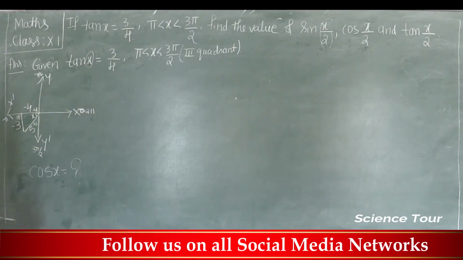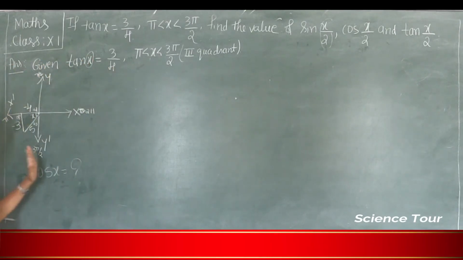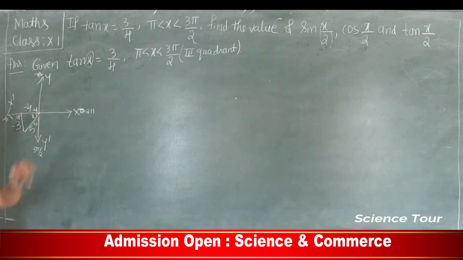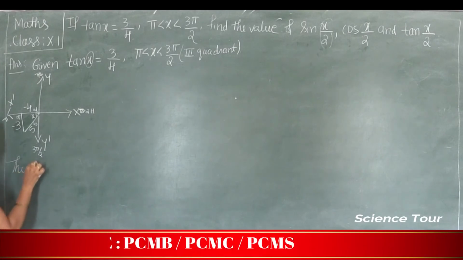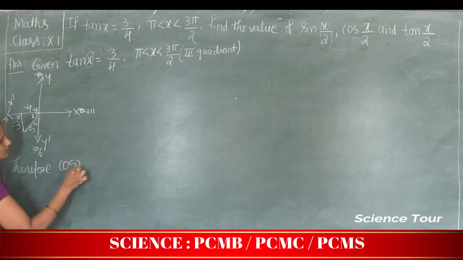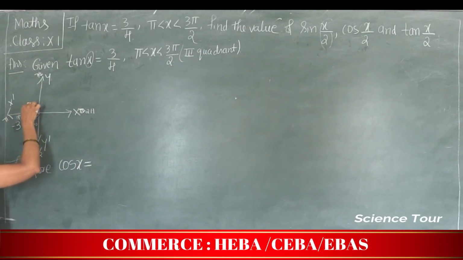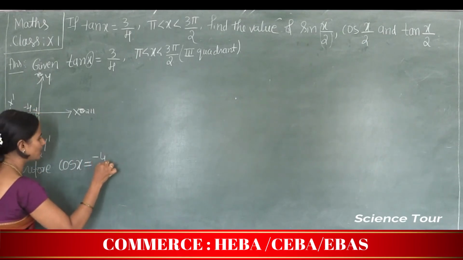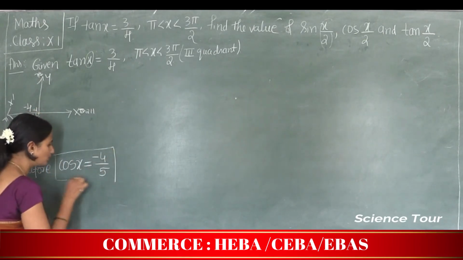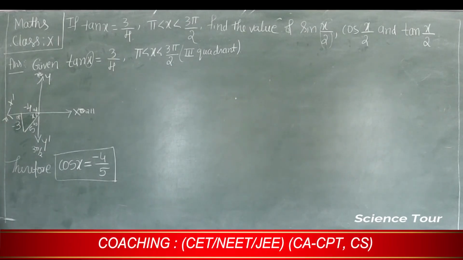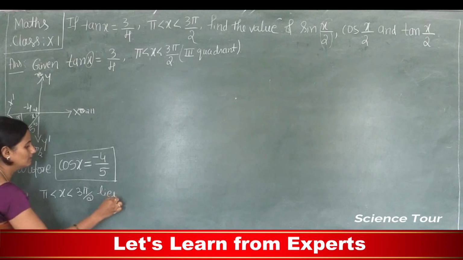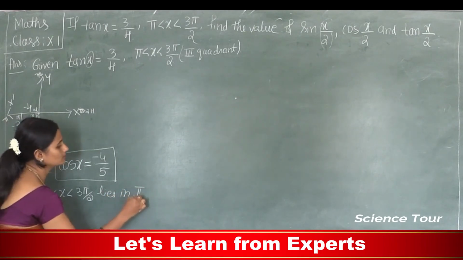Yes, it is given pi and this one, and this is the figure. Now next we'll write cos x, because that I need. Therefore cos x is equal to what? What is the formula? Adjacent side divided by hypotenuse side, it is minus 4 divided by 5. So only one trigonometric function is enough. Okay, now this one, pi less than x less than 3 pi by 2 lies in which quadrant? Third quadrant.